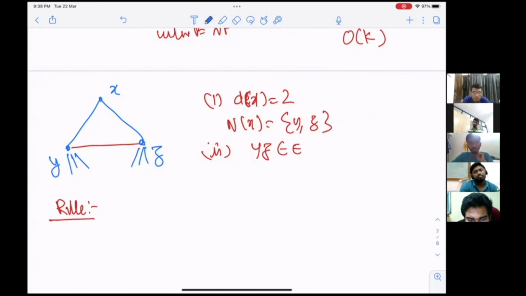Imagine that you still have the 0 rule, 1 rule, high degree rule, everything is there. But I also want to make the graph minimum degree 3 by getting rid of degree 2 vertices. And suppose this situation arises. How will you take care of this?